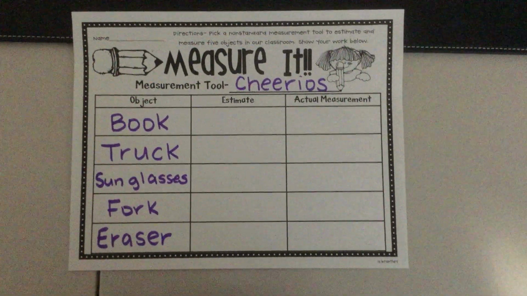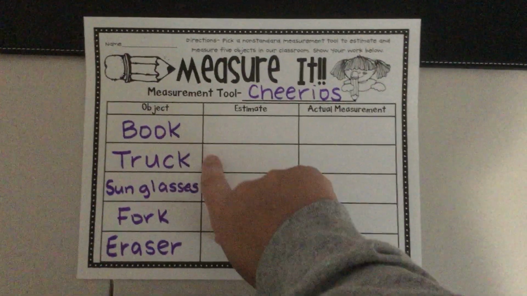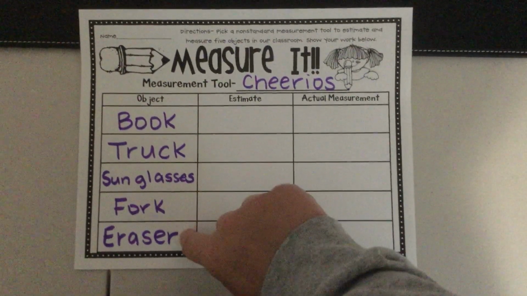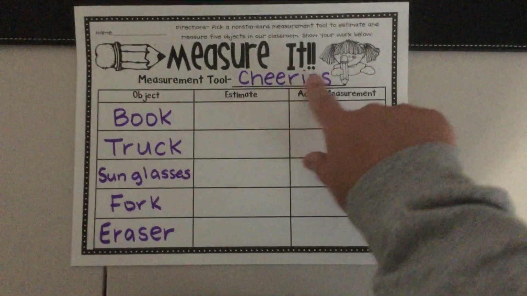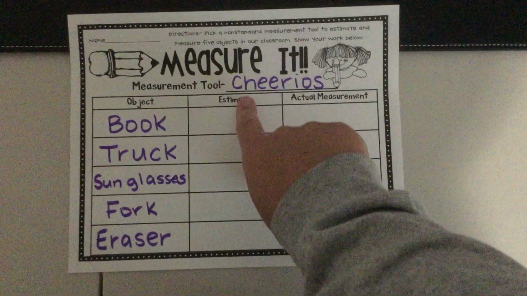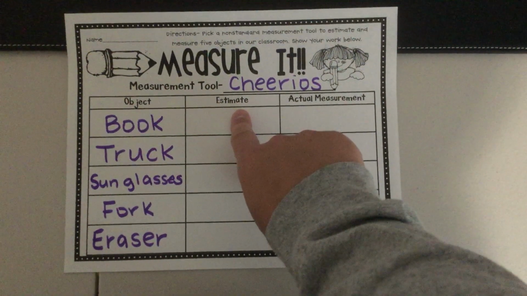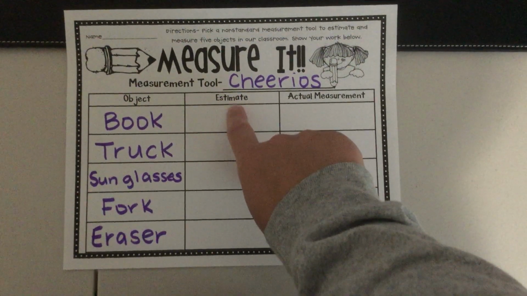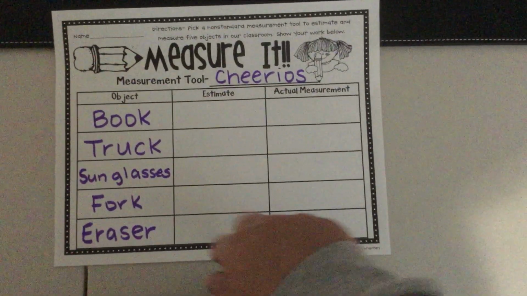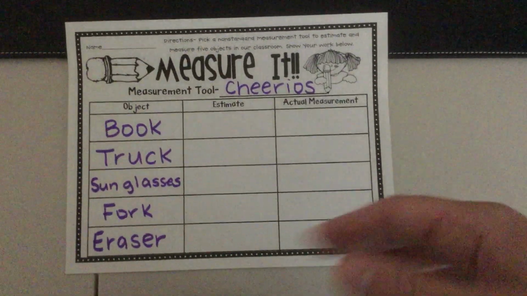So if you look here, this is the activity that we're going to be doing today. We're going to measure a book, a truck, a pair of sunglasses, a fork, and an eraser, and we're going to be using Cheerios. Okay, so first we're going to make a guess about how long we think the object might be. Then we're actually going to measure it, and we're going to record those numbers here on this chart.